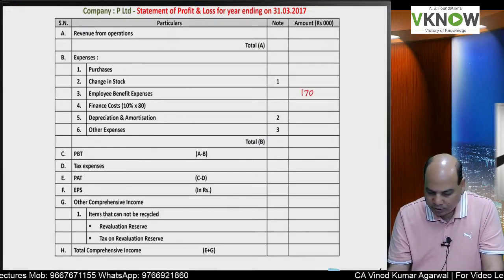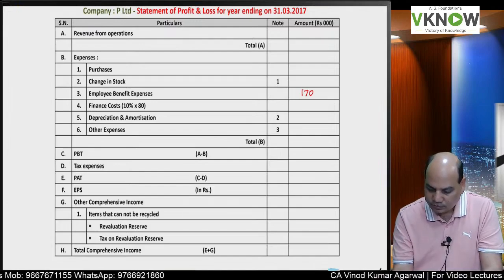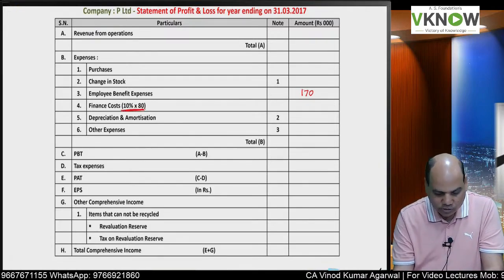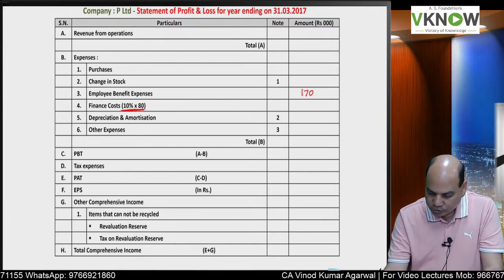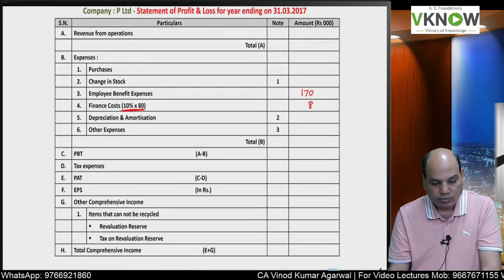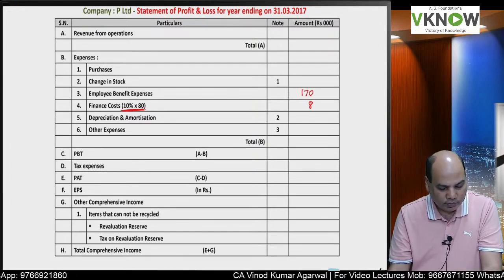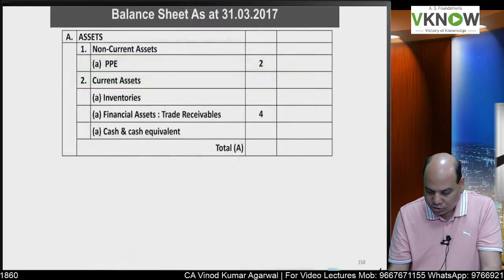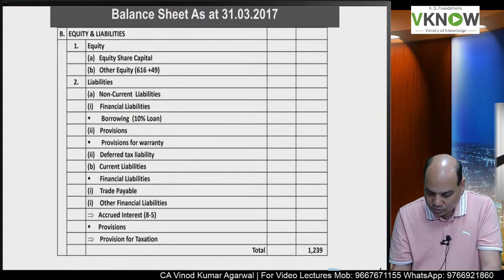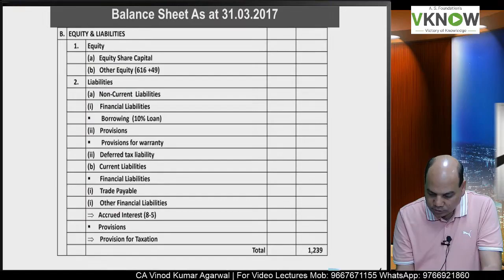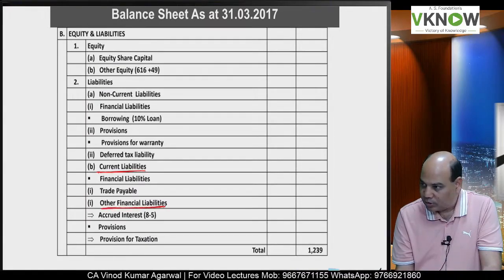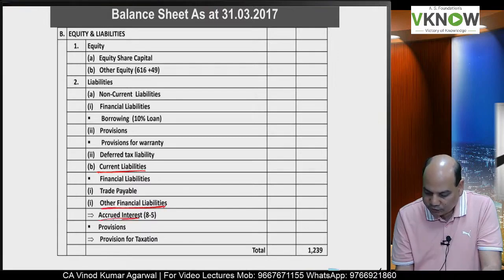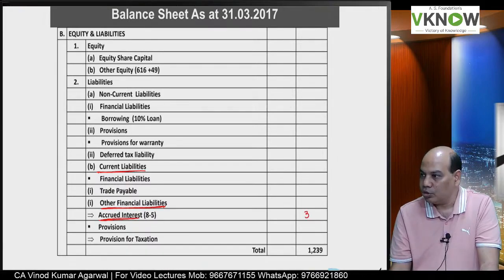Then interest paid, we have discussed there is an adjustment here. So write here 10% of 80, because the loan amount is 80. So this will be 8. But the trial balance says 5. So the remaining 3, I have to put in the balance sheet. So in the balance sheet, we have current liabilities here. Under other financial liabilities, accrued interest, write down 8 minus 5, 3. Please practice in your notebook also.